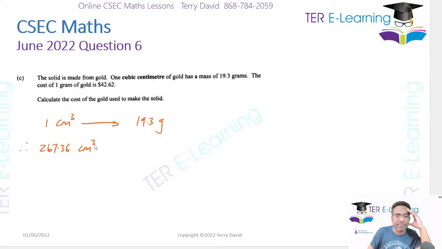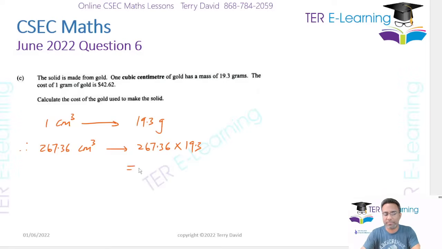cm cube. And you want to convert that into grams. So to do that, all we need to do is to say 267.36 multiplied by 19.3. And that's going to give you 5160, and that is grams.